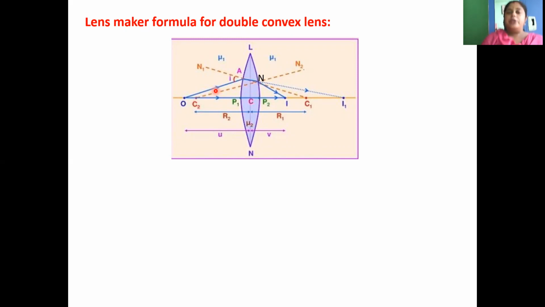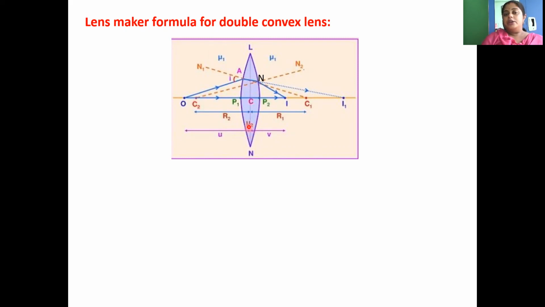From the ray diagram you can see it is a biconvex or double convex lens of refracting medium of refractive index mu2. It is placed in a medium of refractive index mu1. Here mu1 is less than mu2. That means the medium of refractive index mu1 is a rarer medium, and the lens medium is a denser medium.